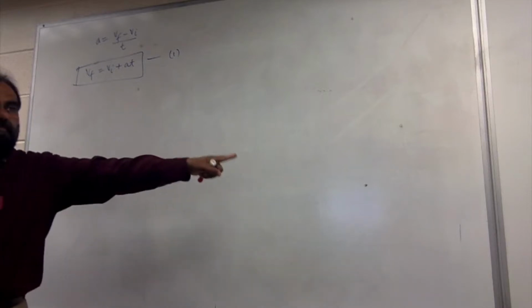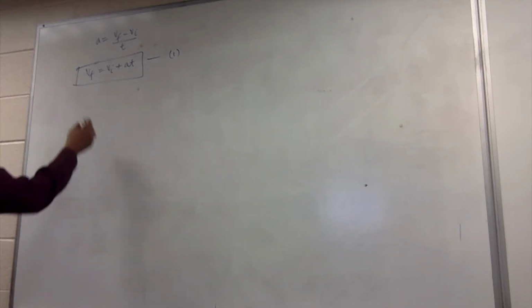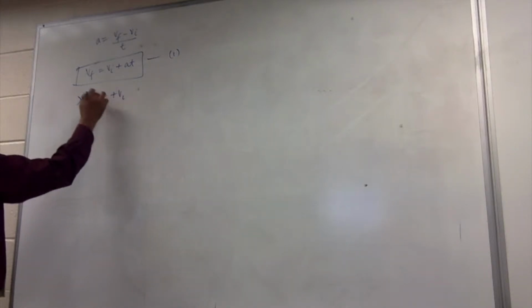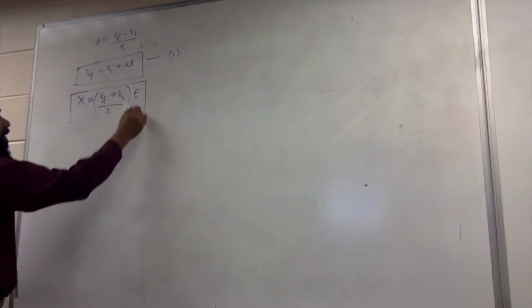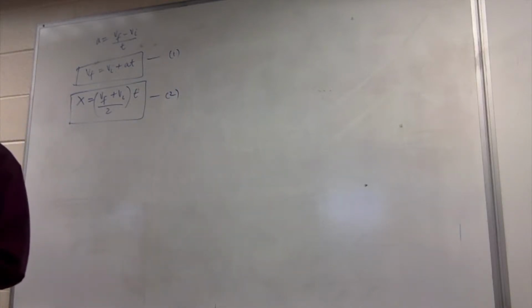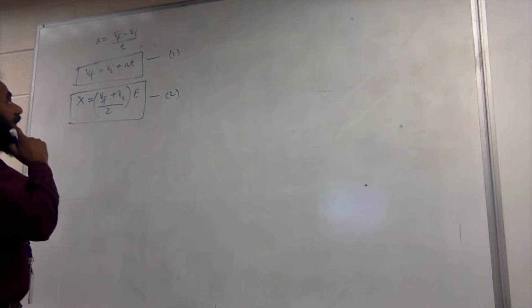And then from the definition of displacement, which is the area under the graph, I got the next equation. X is equal to Vf plus Vi divided by 2 times time. I'll call it equation number 2, because that's the next thing that we discovered. Now we're going to do some substitution to get the other equations.